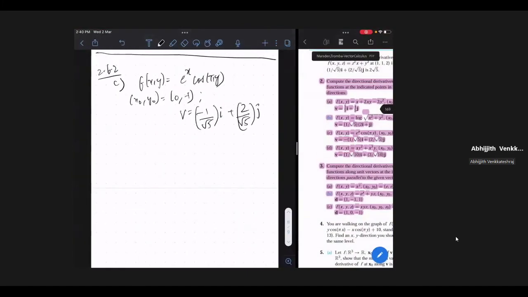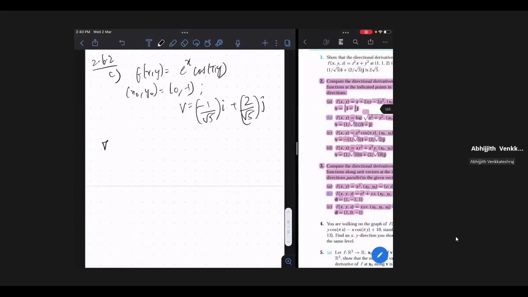Let's try to find the directional derivative of this. Before that, we find the gradient. My gradient is going to be the differentiation with respect to x, which is e power x cos of pi y, and the same with respect to y. If I differentiate, I get minus sine pi y into pi into e power x. This is my gradient. Let me find the gradient at the point they're asking for, 0 and minus 1. That will be minus 1 and 0.